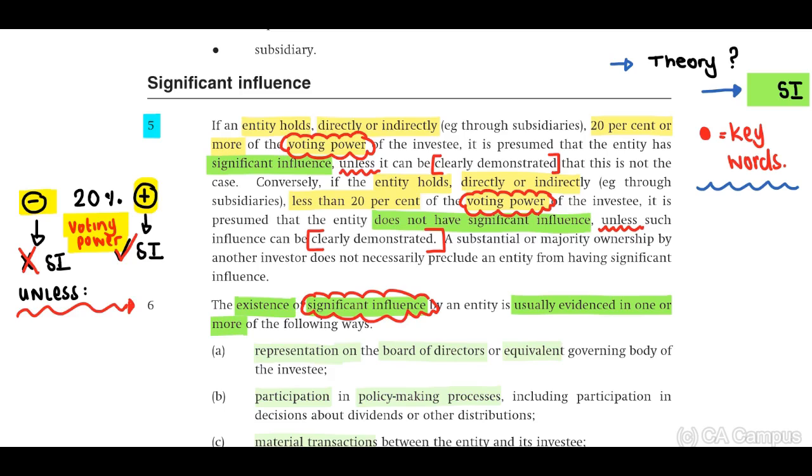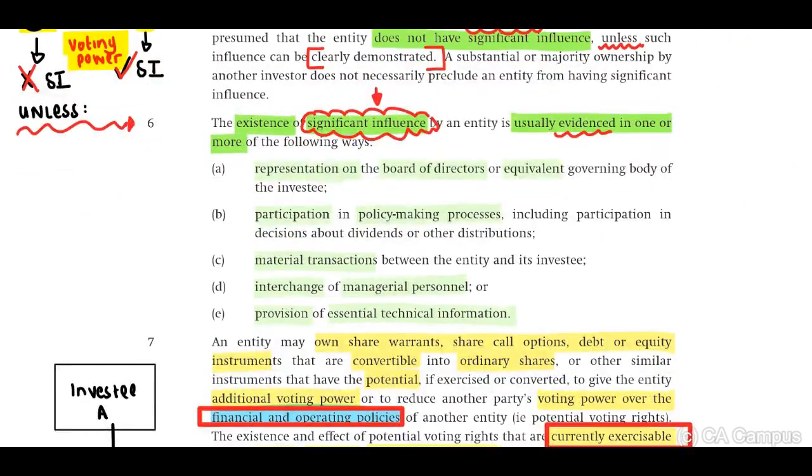Now, when we look at the unless, the existence of significant influence, a keyword, by an entity is usually evidenced in one or more of the following ways. A, representation on the board of directors or equivalent governing body of the investee. Remember, think about voting power. Do they have the power to vote on the board? B, participation in policy-making processes. This is also an important one in terms of our financial and operating policies. C, material transactions between the entity and its investee. May they participate in decisions in terms of material transactions? D, interchange of managerial personnel between entities, and E, provision of essential technical information. Now you will have to read a scenario to be able to apply these sections.